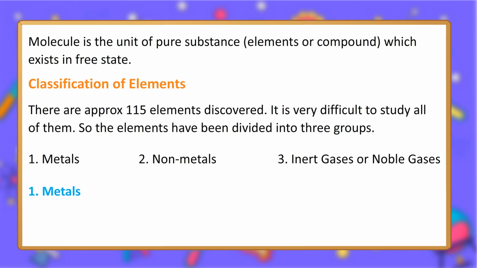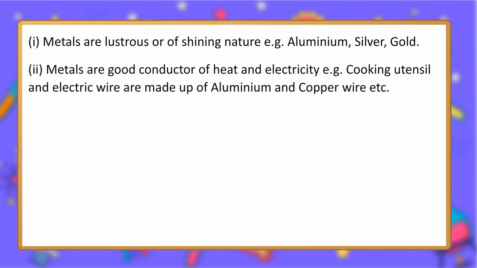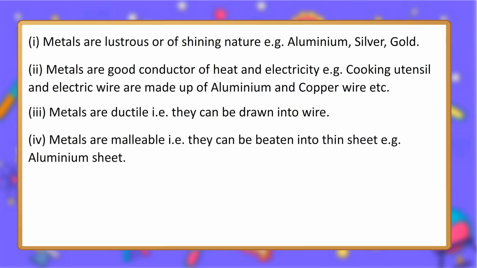1. Metals. General characteristics of metals are as below. 1. Metals are lustrous or of shining nature, for example aluminium, silver, gold. 2. Metals are good conductors of heat and electricity, for example cooking utensils and electric wire are made up of aluminium and copper wire. 3. Metals are ductile, i.e. they can be drawn into wire. 4. Metals are malleable, i.e. they can be beaten into thin sheet, for example aluminium sheet.